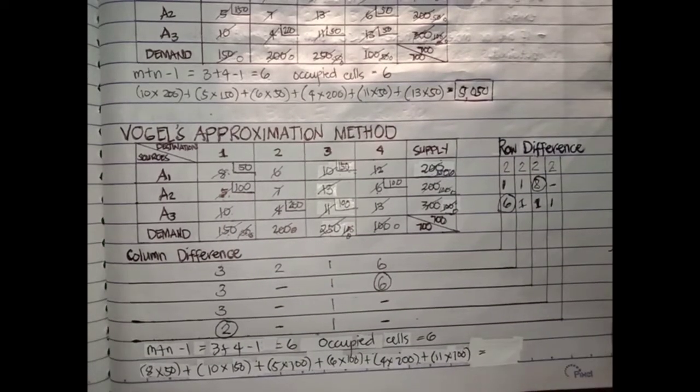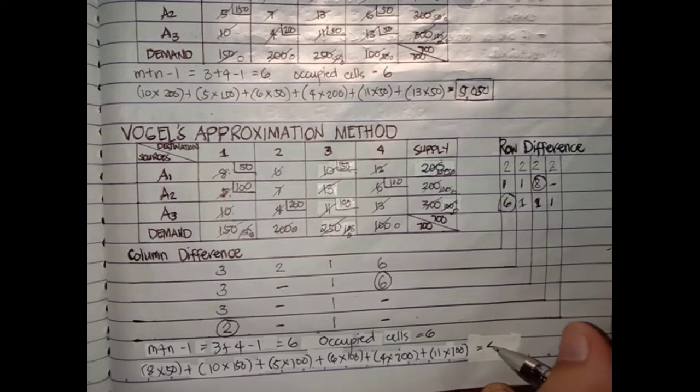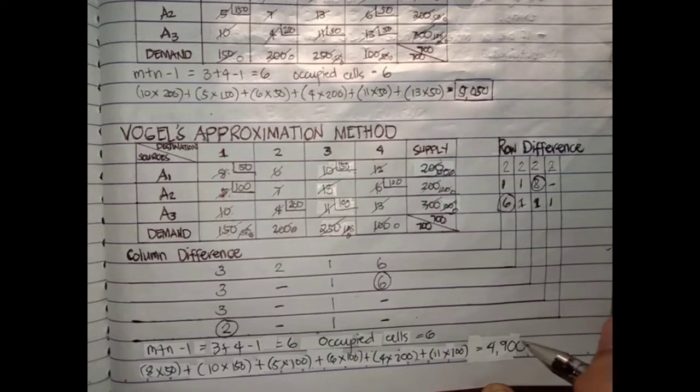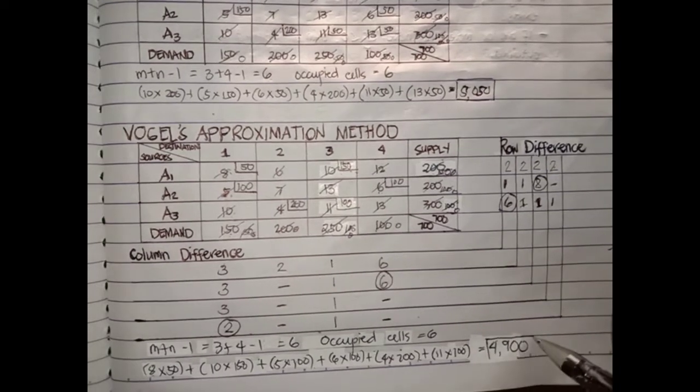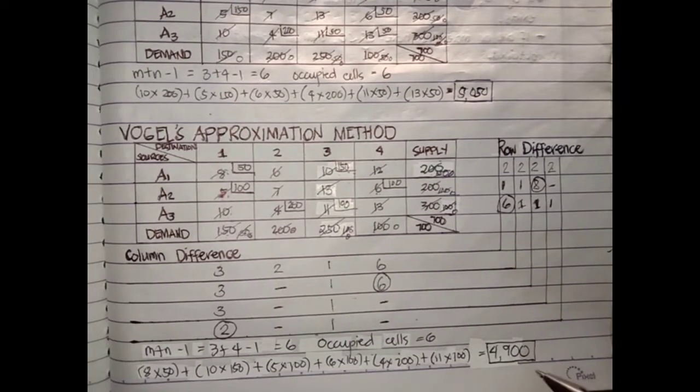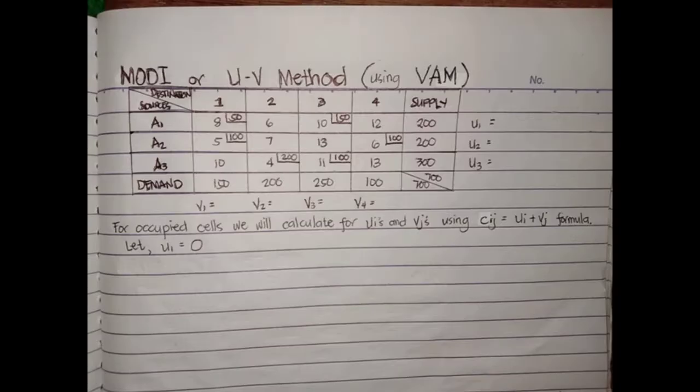So using the calculator, we will calculate the total sum of this equation. So we get a total of 4,900. And that is for Vogel's approximation method. And as you can observe, this feasible solution is much smaller than the two methods. So that's it. Now let us solve using the MODI or UV method.